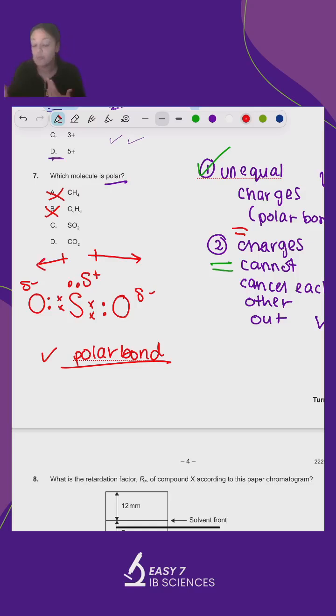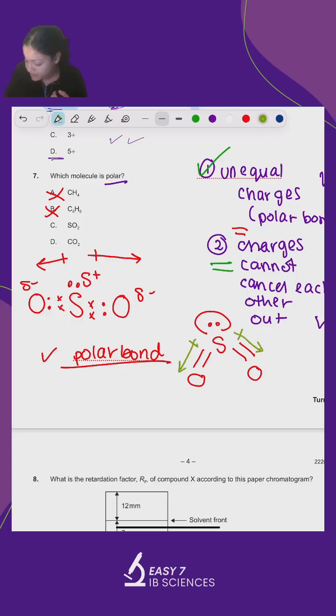But hold on, we know that the sulfur dioxide molecule is bent because there's a lone pair here. We know that from VSEPR theory. The lone pair takes up space. And so we know that this double bond looks like this, and these are going to look like this. So are they meeting head to head and tail to tail? Not quite. They're actually both facing downwards. And because they are both facing downwards, the charges are not canceling each other out.